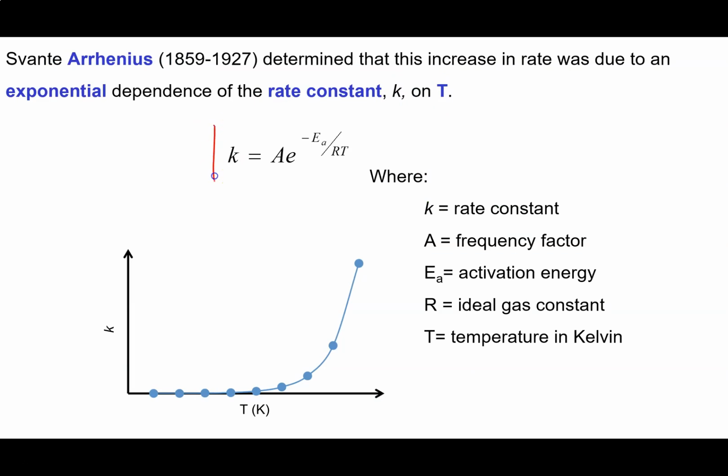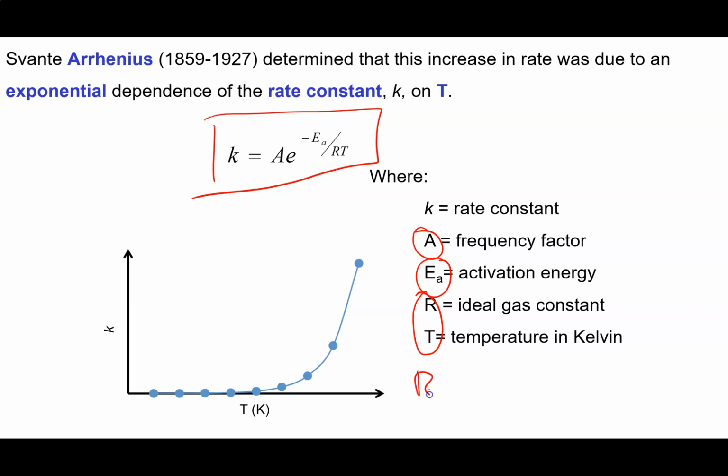Now, there's a guy called Arrhenius, who I believe was Swedish. He figured out the exact dependence of the rate constant on temperature, and he found that there was an exponential dependence. So the Arrhenius equation reads that the rate constant is equal to the frequency factor, that's what A is, multiplied by e to the power of the negative of the activation energy divided by the product of the ideal gas constant multiplied by the temperature.